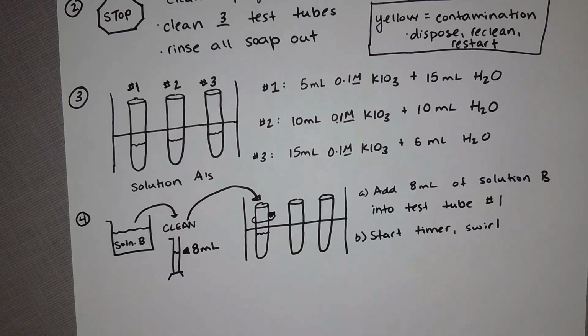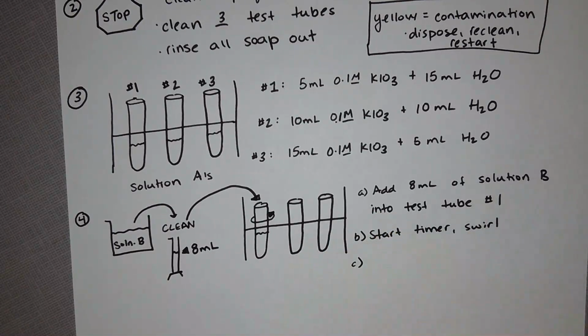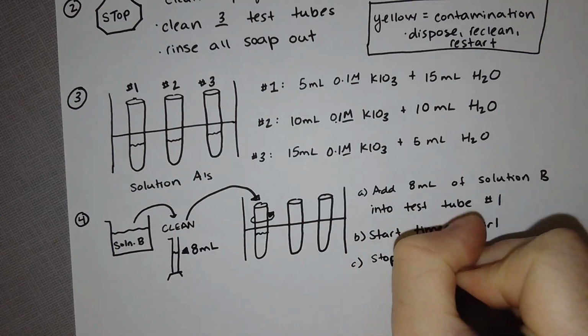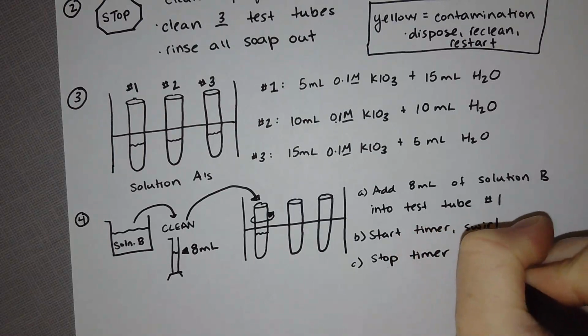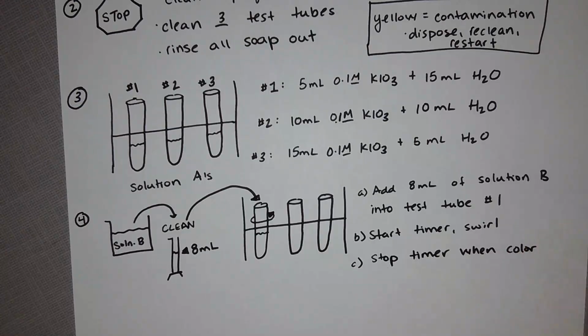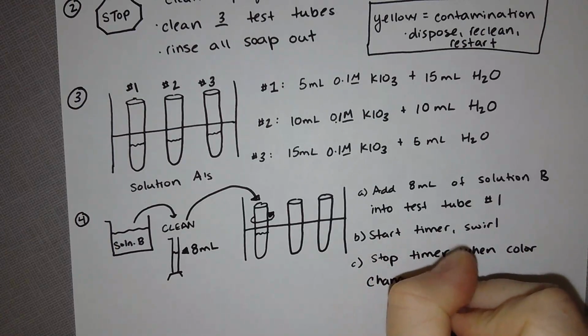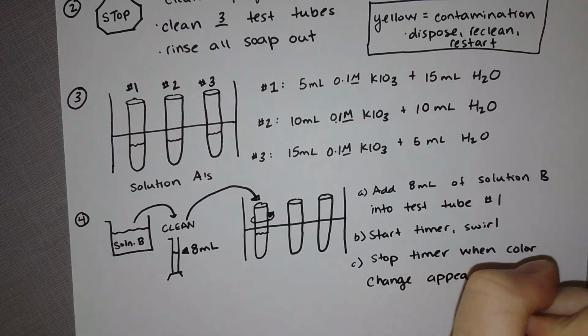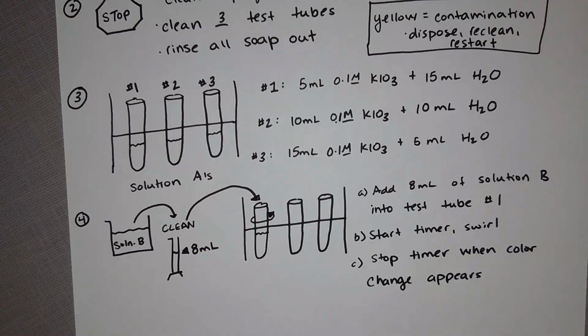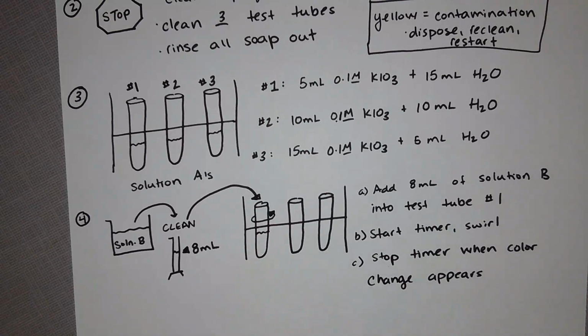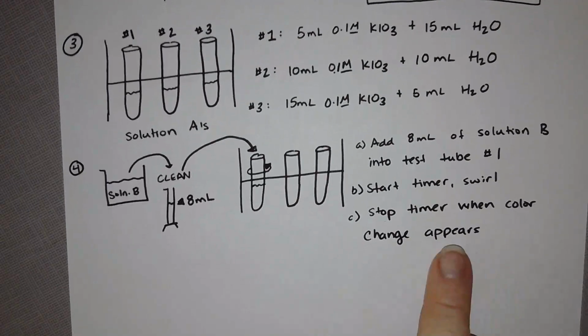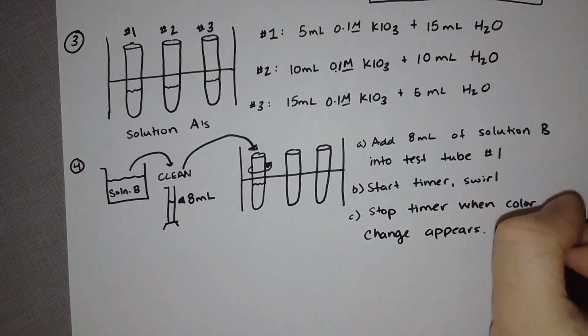Then you're just going to keep swirling, or if you feel like you've really got it swirled, you can go ahead and put it down and you're going to wait. You are going to stop the timer as soon as you see a color change appear. And I promise it will be very evident. It will be a very clear color change, and it should happen, if you do a good job swirling, very quickly, very immediately. So you do want to make sure you're keeping your eyes on it. Then record the time in your data table.